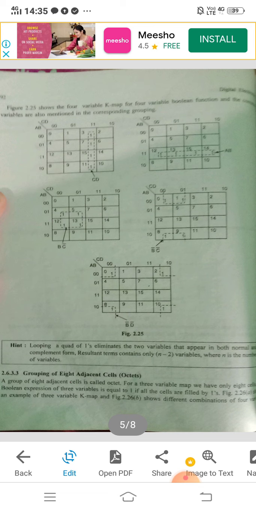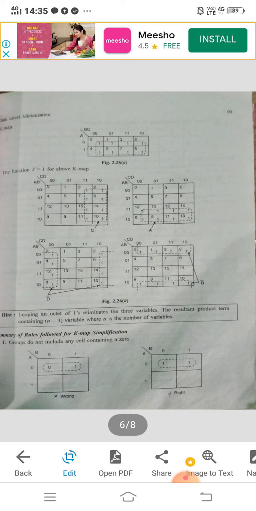Next, third, grouping of 8 adjacent cells. These are called octets. So if grouping of 8 is possible, just group it. Let's see. In the first numerical, all ones are filled in all 8 cells, so the answer will be 1. Next, horizontal, vertical, many columns. You can see many types of grouping here.